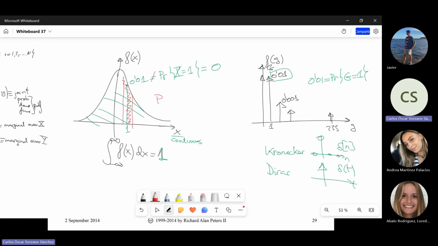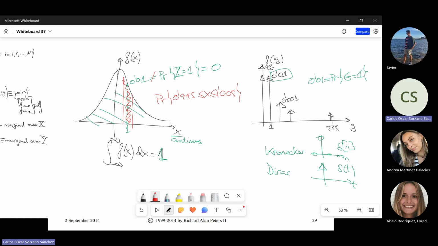The probability of x taking a value between 0.995 and 0.05. Okay, so this is a reminder of what probability density functions are.